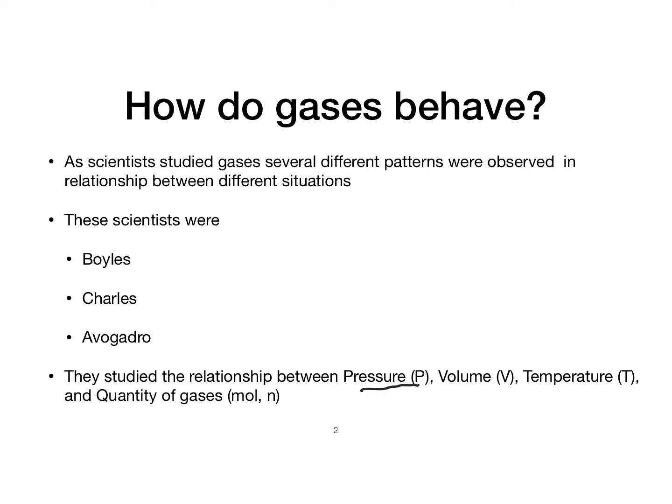They varied the relationship between pressure, which is P, volume, which is V, temperature, T, and the one that is probably the most interesting is the quantity of gases in terms of moles, which is n. So they looked at how a gas behaves when we vary pressure, volume, temperature, and quantity of gas. And these three scientists lay the foundation for what becomes the ideal gas law.